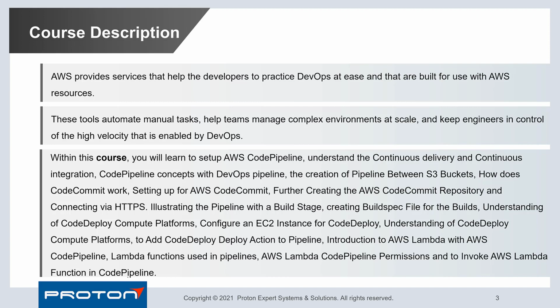In this course, you will learn to set up AWS CodePipeline, understand continuous delivery and continuous integration, CodePipeline concepts with DevOps pipeline, to create the pipeline between S3 buckets, to learn about how CodeCommit works, setting up the AWS CodeCommit, further creating the AWS CodeCommit repository and connecting via HTTPS, illustrating the pipeline with a build stage, creating a buildspec file for the builds, understanding of CodeDeploy compute platform to configure an EC2 instance for CodeDeploy, to add CodeDeploy action to pipeline, introduction to AWS Lambda with AWS CodePipeline, Lambda functions used in pipeline, also the Lambda CodePipeline permissions and to invoke the Lambda functions in the CodePipeline.